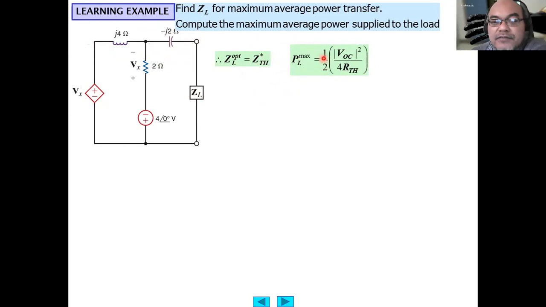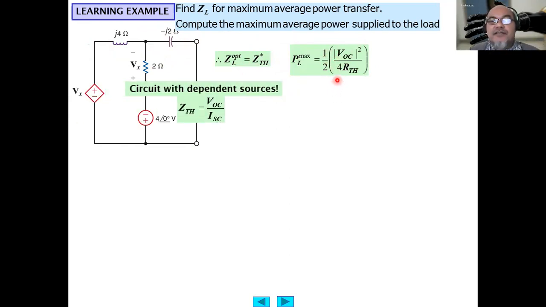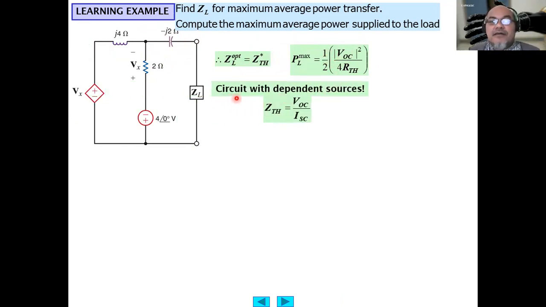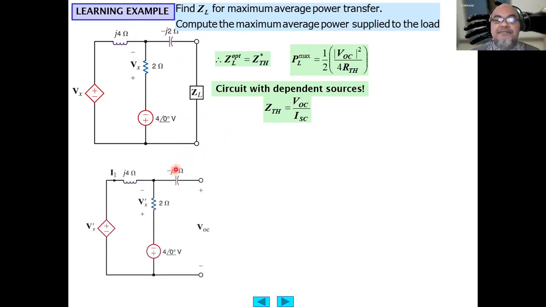Then PL max equals half times VOC squared, the open circuit voltage squared, divided by 4 times the Thevenin equivalent resistance. Now, since this is a circuit with dependent sources, you cannot just short circuit or open circuit. We have to find the open circuit voltage and the short circuit current, and calculate the Thevenin equivalent impedance as VOC divided by ISC.